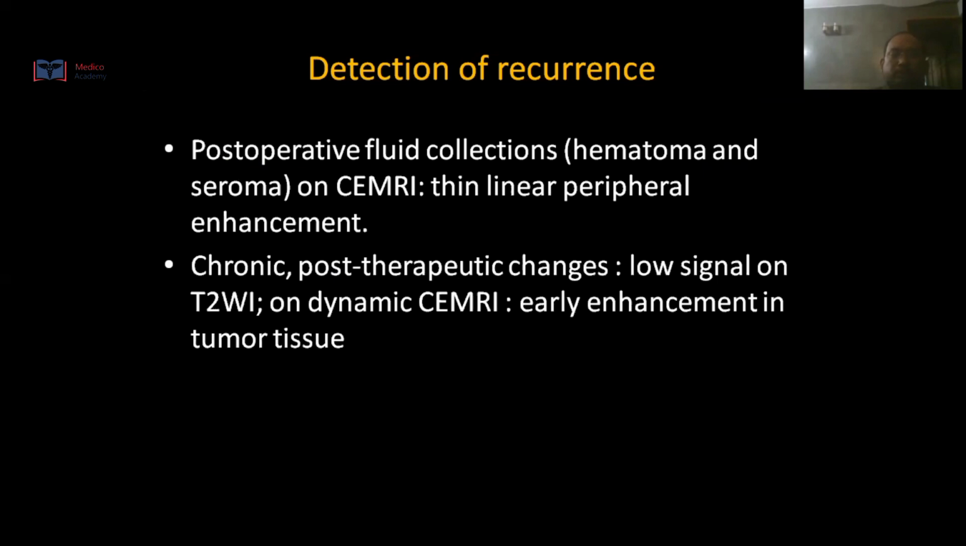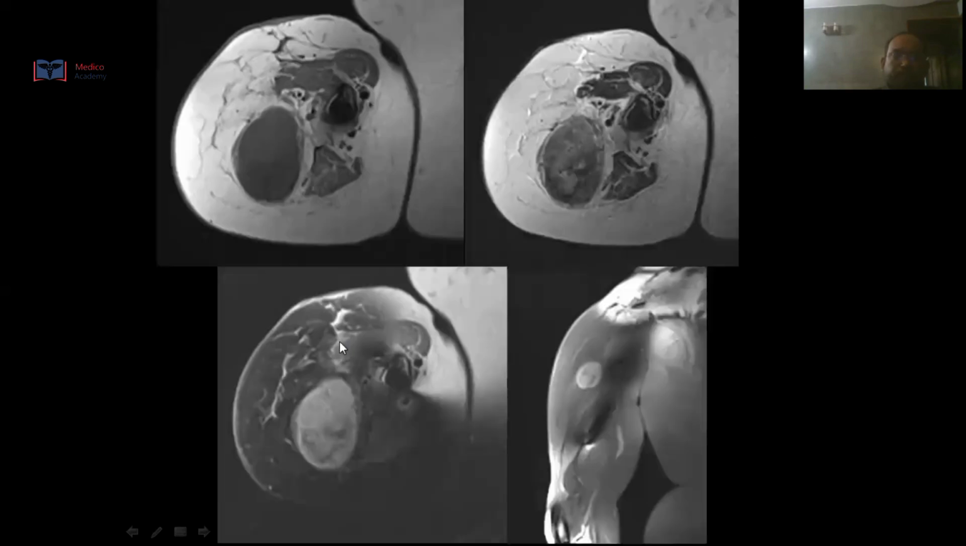Postoperative fluid collection such as hematoma and seroma can be seen in contrast imaging on MRI, and this is seen as thin linear peripheral enhancement. Whereas in case of chronic post-therapeutic changes, low signal on T2, on dynamic contrast MRI, there will be early enhancement of the tumor in tumor tissue.